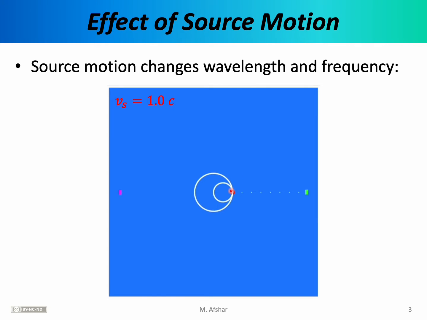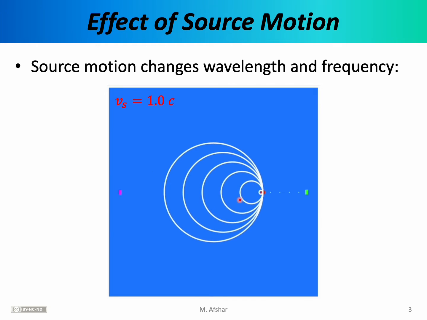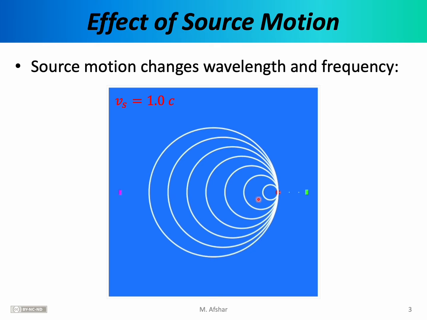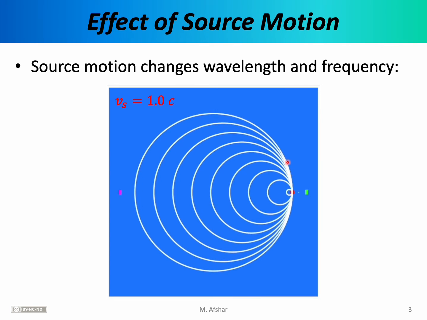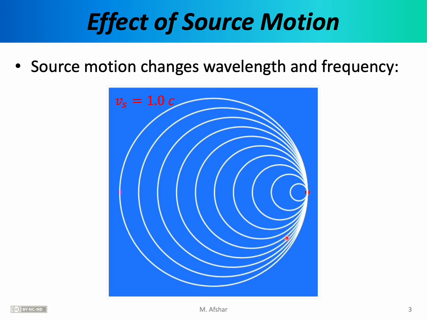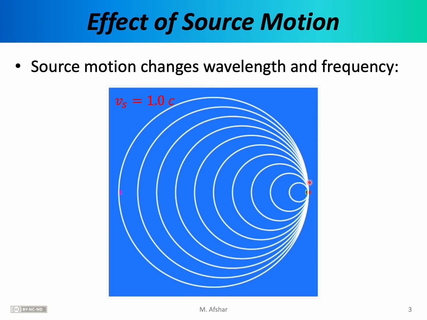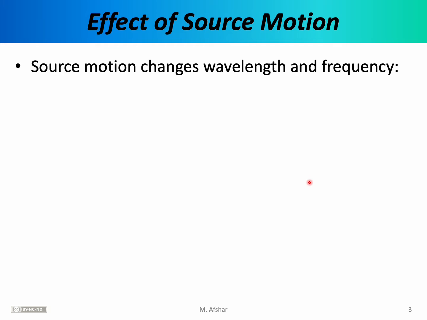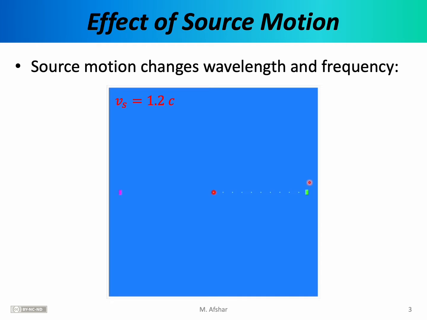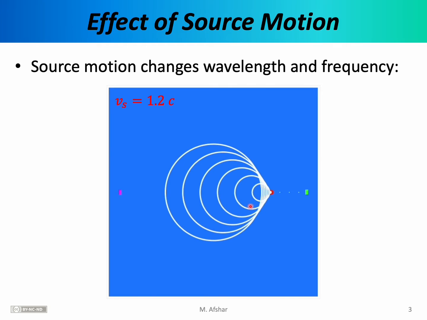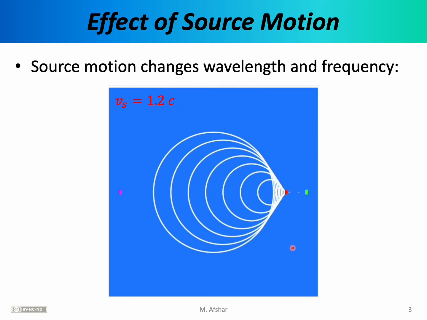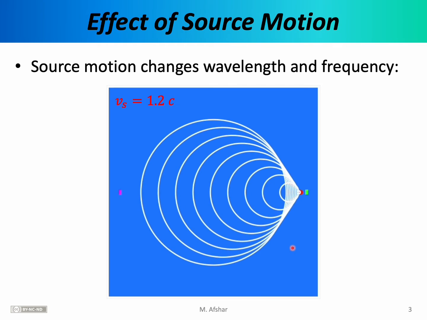As you can see, the source remains on the very front of the wavefronts. After all, it's moving with the same speed as the wavefronts. And something interesting is happening. The wavefronts seem to bunch up on top of each other, at least in front of the source. Let's speed things up a little bit. Now the source is moving 20% faster than the speed of sound. Again, you can see this region where the wavefronts are overlapping, where multiple wavefronts happen to be at the same place and at the same time.